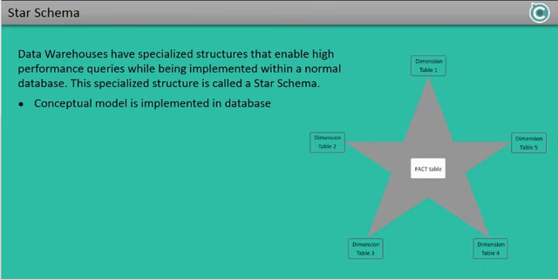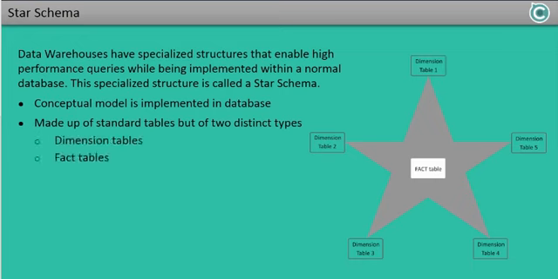However, while these tables are normal, there are two distinct types of tables and their data that is defined in data warehousing concepts that determine what kind of data goes where. The two types of tables are called dimension tables and fact tables, or more colloquially, dimensions and facts. We shall see what these tables hold a little later in this lesson.